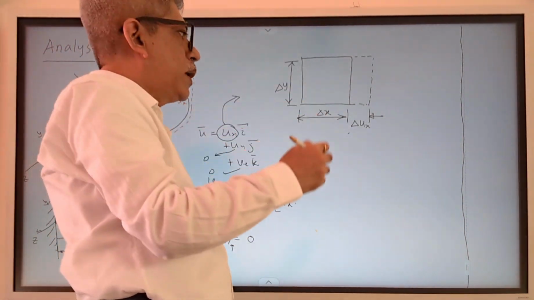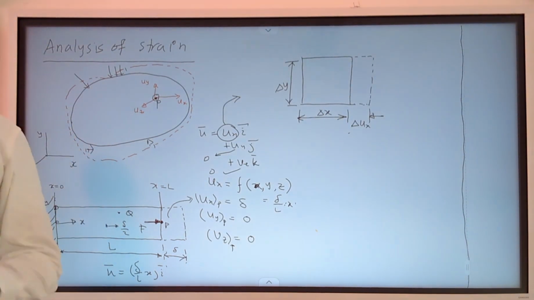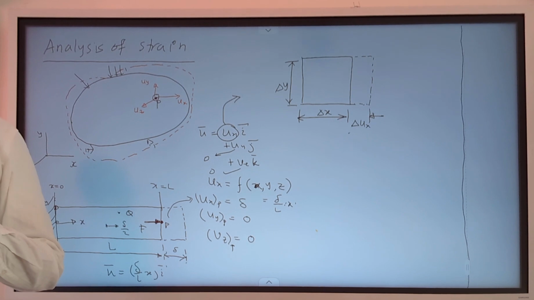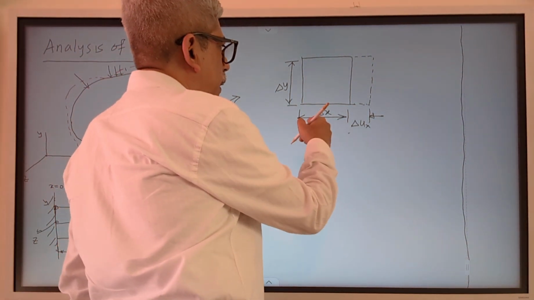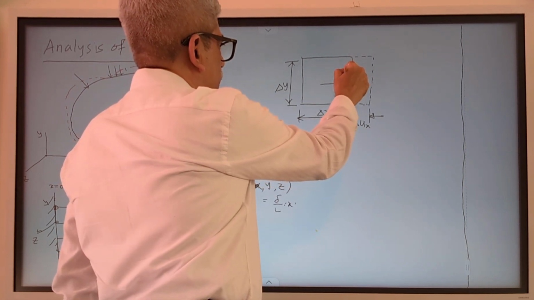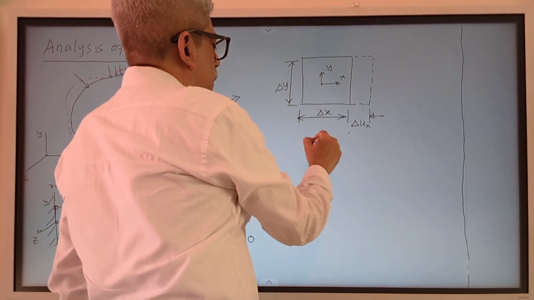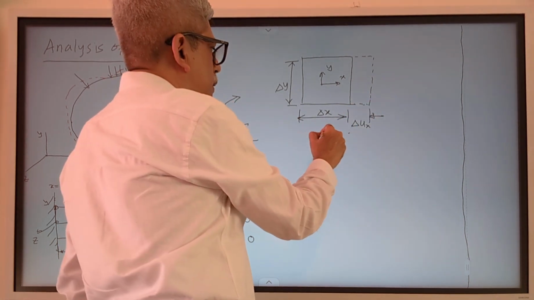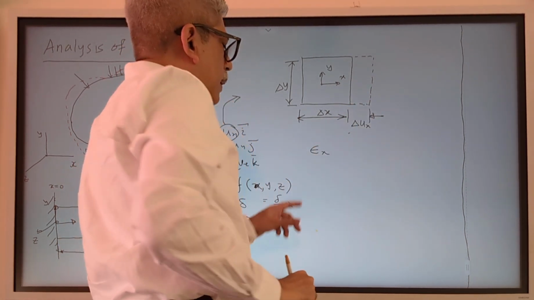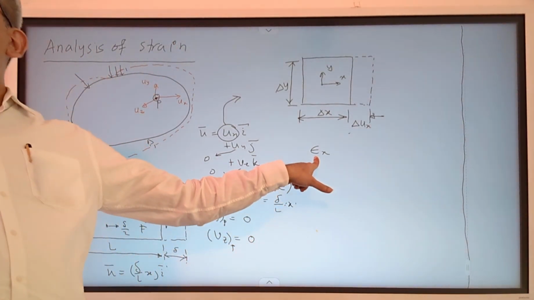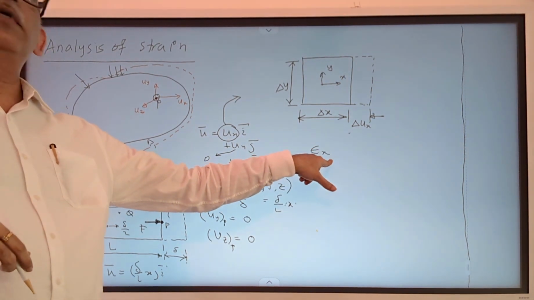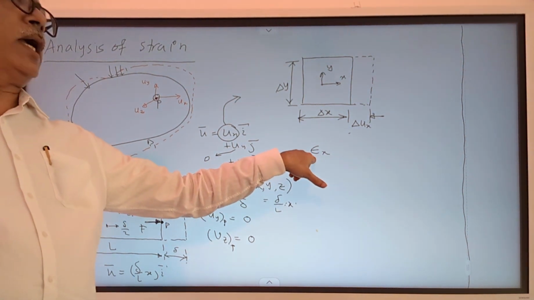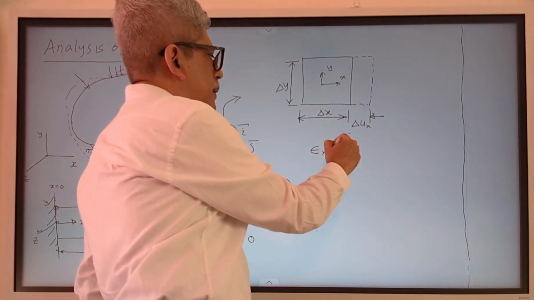So our classical definition of strain, what is the classical definition of strain? How is strain defined? Change in length divided by the original length. If you apply that definition, this is the x direction, this is the y direction, and we are considering a 2D scenario. The letter which we use for strain is epsilon. In this course we will be using epsilon for denoting the strain, which you will find in most of the books. So the epsilon x would be given as change in length.